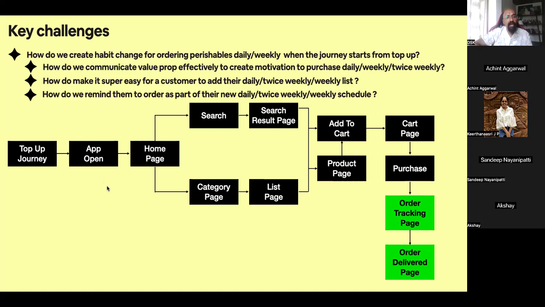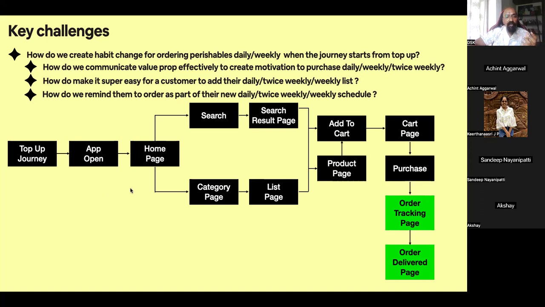The next question is, okay, if we have attacked and solved the problem of communicating this value proposition, how do we then make it super easy for a customer to add items into the daily, weekly, twice weekly list? And how do we remind them about this? Because once I've got awareness, as a product team, our goal is to simplify the effort that someone has to put into solving this problem. So then, what are the activities that the user has to do? What does that current journey look like? And are there better ways of doing it? And second, to shape behavior, we know that you need to keep reminding customers over and over again. So how do we bring in that reminder mechanism?